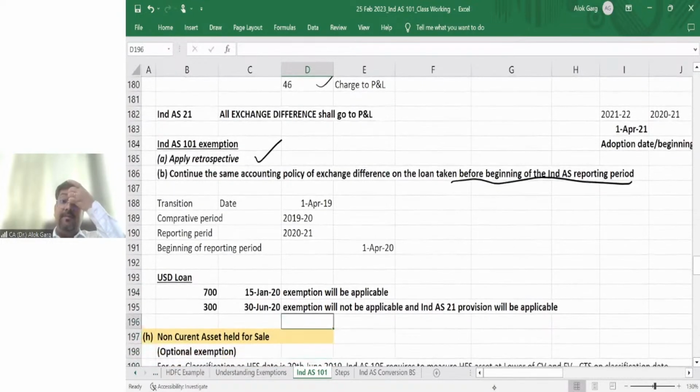Is it clear? Is this clear or not clear? Please do let me know. I'll explain it again. Viraj, Sumit, Soham, Kushiki, is it clear or should I explain it again? I'll wait for 30 seconds. Kushiki is saying clear. Soham, Sumit, Viraj, are you clear on this exemption? Are you clear on this exemption? Okay.